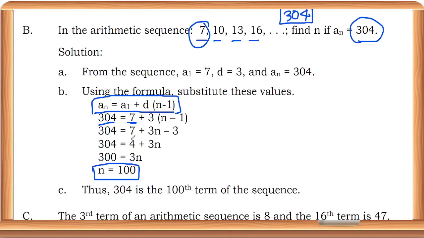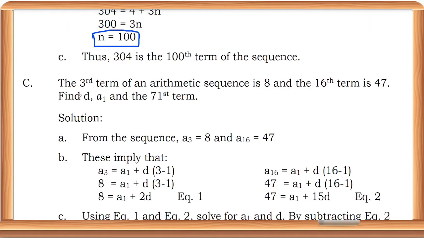So, for the continuation, what if, for example, the third term of an arithmetic sequence is 8. That is its third term. And the 16th term is 47. So, given a sub 3, the third term is 8, and a sub 16, or the 16th term, is 47. Now, what we are looking for is the common difference.